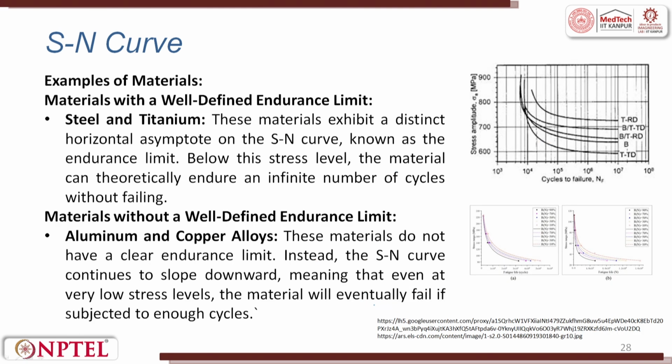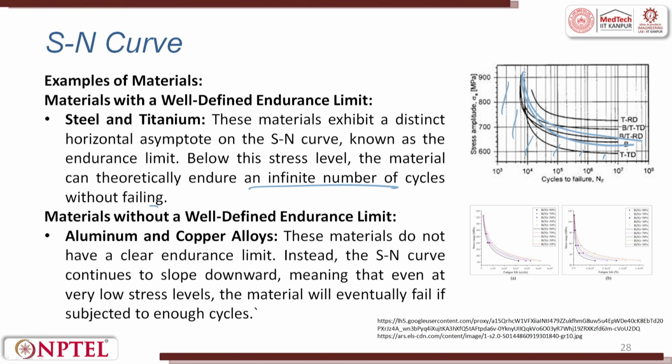Some materials have a well defined endurance limit, let us take steel and titanium. These materials exhibit a distinct horizontal asymptote on the SN curve, known as the endurance limit. Below this stress level, the material can theoretically endure an infinite number of cycles without failure. So, this is the endurance limit, and below that curve, the cycles can go infinite.